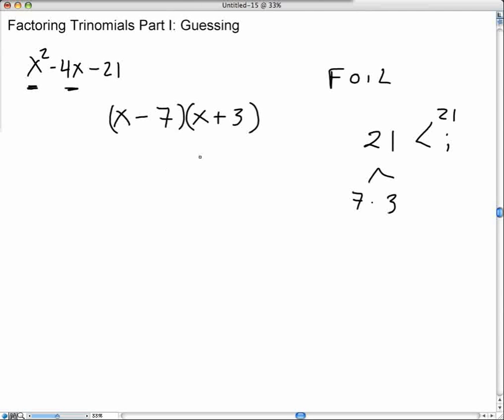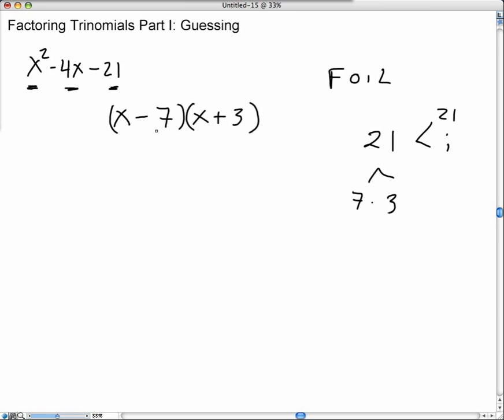You could do the FOIL if you wanted to, that's up to you. But you can do some mental work and then some writing work. And I'll tell you what I mean right now. For example, x times x gives you x squared, so that's not going to be a problem. Negative 7 times 3 is going to give you negative 21. So that's not a problem. We're only worried about the middle term here.